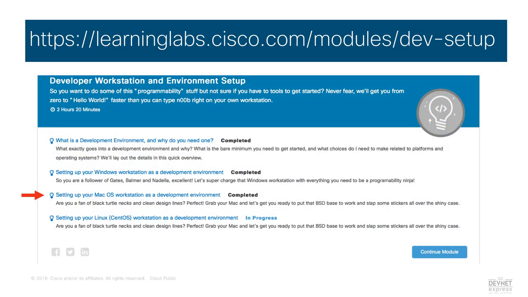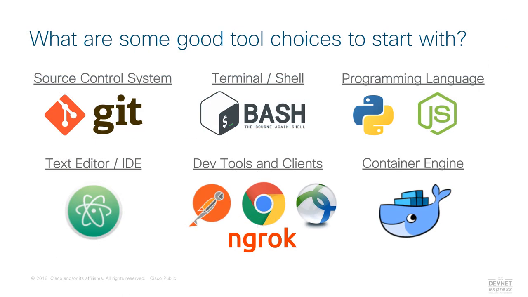In the first video in this series, we covered exactly what a developer environment is and why you might want one. In our second video, we covered how to install a basic set of developer tools on a Windows workstation. This video will cover how to install those tools on a macOS workstation. And the last video in the series will cover how to install these tools on a CentOS or Linux workstation. As a reminder, here's the basic set of tools that we'll be looking at how to install.